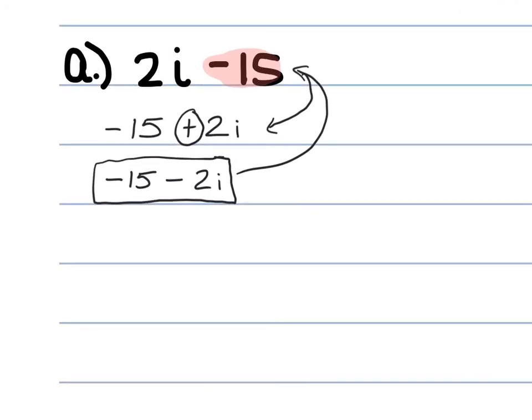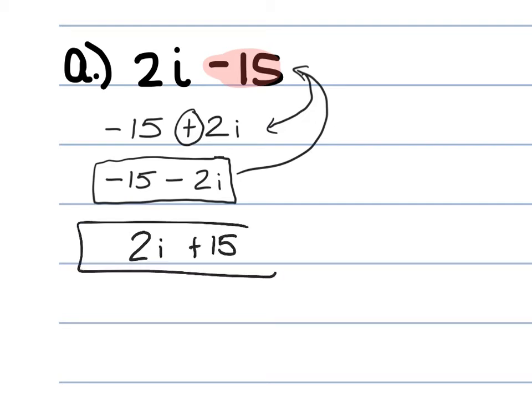The biggest error that people make on this one is they write this as the conjugate, 2i plus 15. They write that as the answer. That's not the answer. That's not the conjugate because you have to write the real portion first.